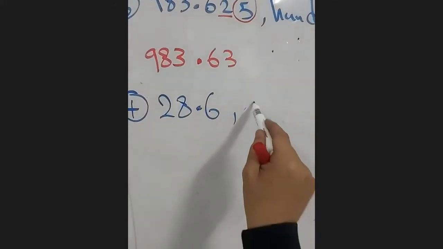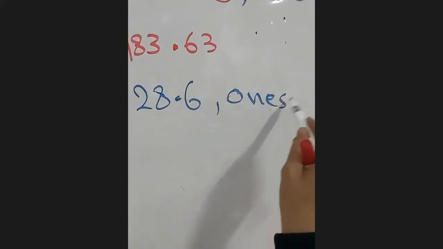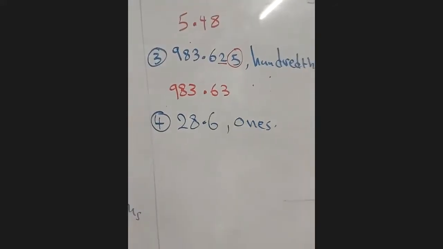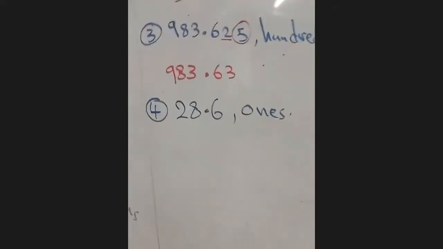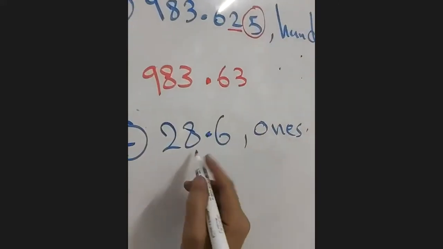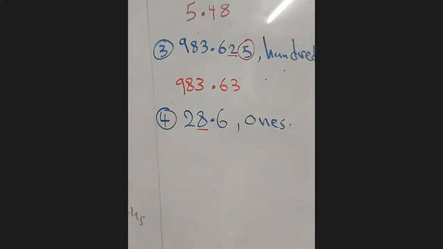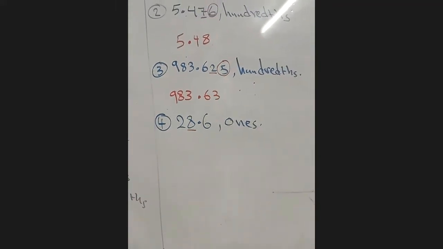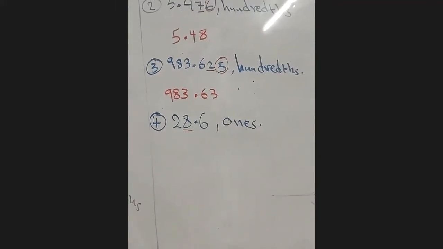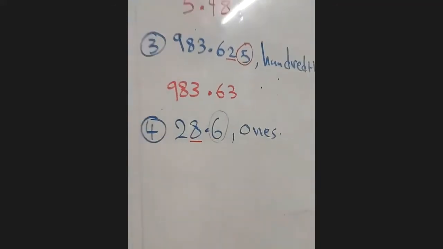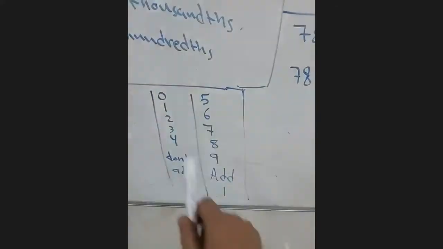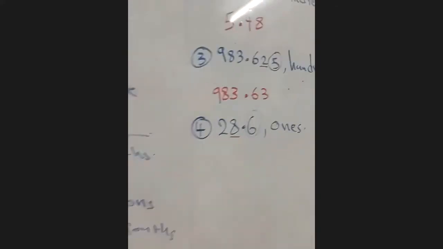Ones. Where is the ones here? The 8. Excellent. The ones here is the 8. Now, what will I do? Look at the number after the 8. It's the 6. Good. So we will add 1 to the 8. We will make it just 29.